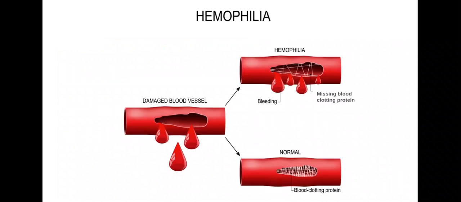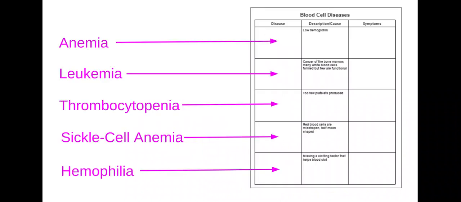And then if you're missing a clotting factor, this is called hemophilia. And so normally we get this net and we get this clot and this scab forming, but if we're missing that protein, somebody ends up continually bleeding and they're unable to form those scabs. So here is how that disease chart should look.